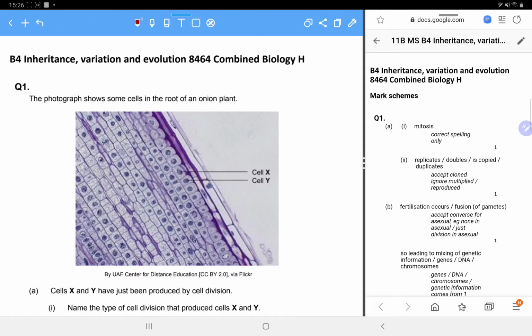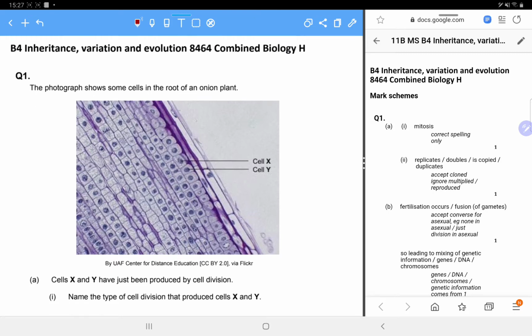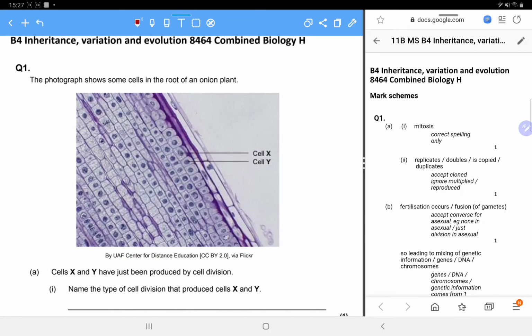So this is the first video going through our half-term holiday work on B4, Inheritance, Variation and Evolution. Question 1 here is a photograph of a root of an onion plant. And the question A is, cells X and Y have just been produced by cell division. Name the type of cell division that produced cells X and Y.